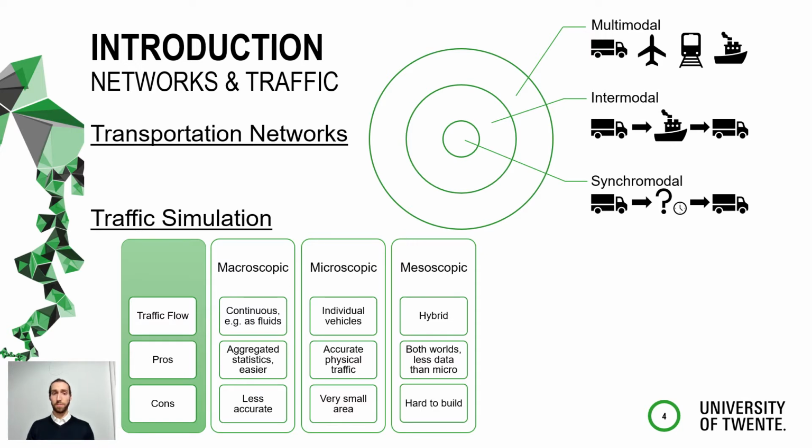However, it's less accurate. If we want something more accurate, we go to microscopic models, where we have individual vehicles represented, and so we have an accurate physical traffic flow. However, these are computationally heavy, and therefore we usually represent very small areas or a set of intersections, and nowadays computers are getting more powerful, but still they are quite heavy. And finally, we go to mesoscopic models, and that's when we can get a hybrid, and so the proper perks of both worlds. However, these are harder to build.